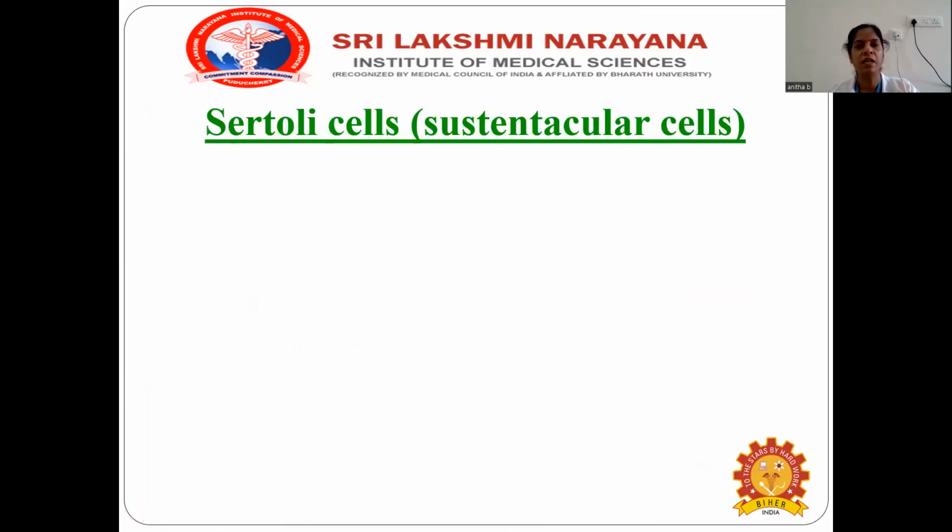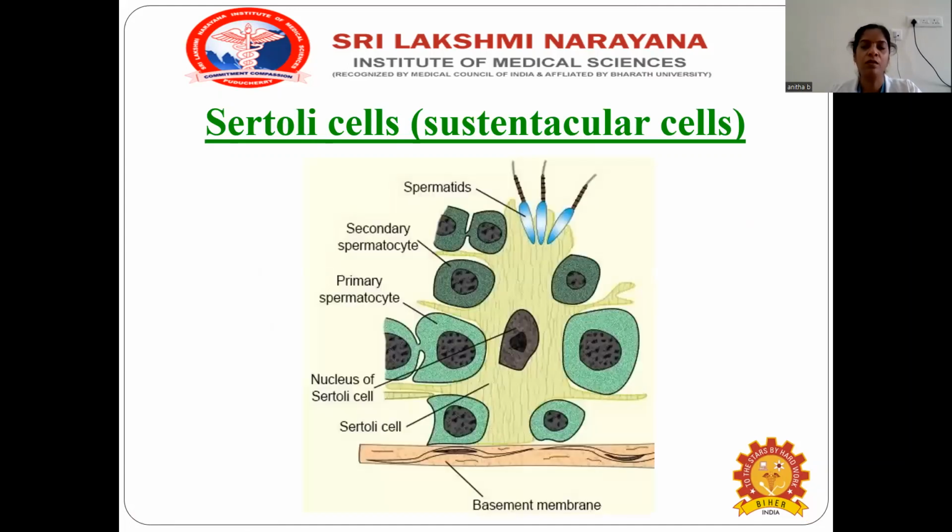Now we'll see about the Sertoli cells. Sertoli cells are also named sustentacular cells. We also call them supporting cells. So how do they look? They start from the basal lamina and reach up to the lumen, like the spermatogenic cells. They are tall cells.